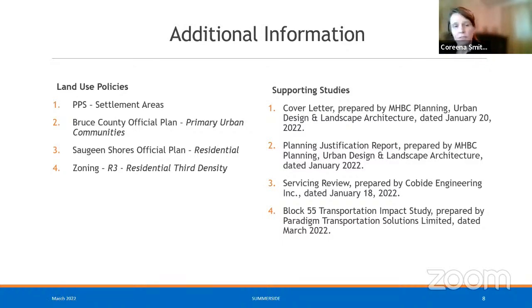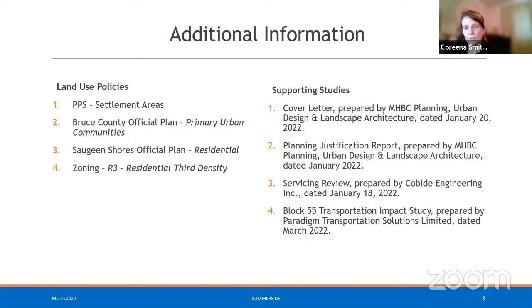So the subject lands, as noted, are located in the north end of Port Elgin. They are considered a primary urban community in the County Official Plan and residential in the local Official Plan. They are currently zoned R3, as already noted, and the applicant is looking to build a 3-story apartment building with approximately 330 residential units.